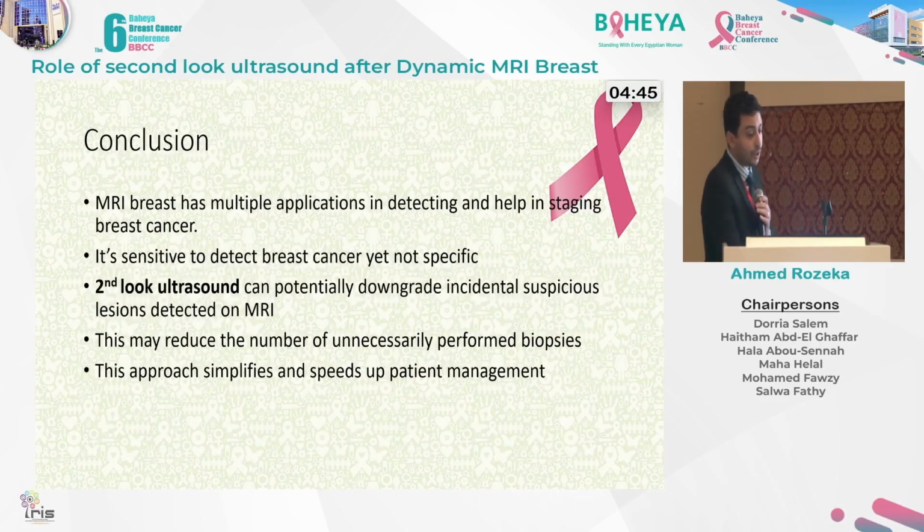In conclusion, MRI has multiple applications in detecting and helping in staging breast cancer. It's sensitive yet not specific. Cyclic ultrasound can potentially downgrade incidental suspicious lesions detected at MRI. This may reduce the number of unnecessarily performed biopsies, and this whole process simplifies and speeds up patient management, which is our main objective in any cancer patient.